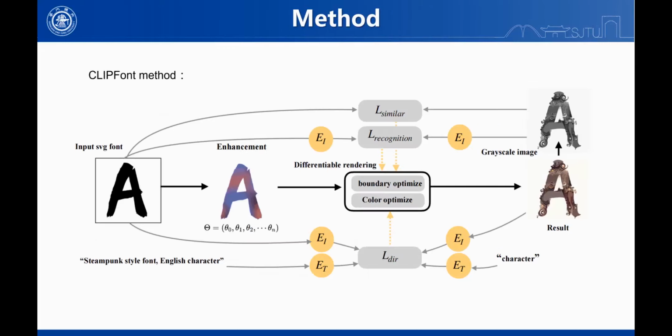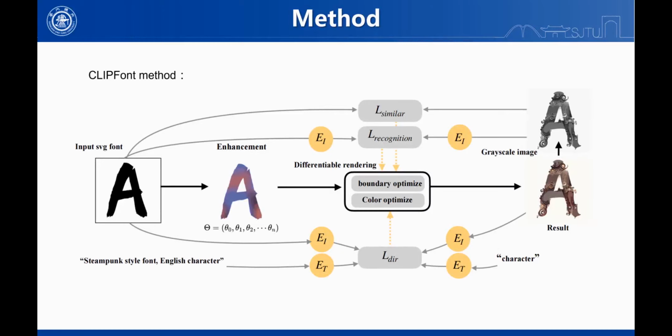ClipFont uses only the CLIP model as supervision and can handle any language text and symbols without fine-tuning on any font dataset. The style of the font is controlled by the text description, and the skeleton of the font remains the same as the input reference font. ClipFont optimizes the parameters of vector fonts by gradient descent and achieves artistic font generation by minimizing the directional distance between text description and font in the CLIP embedding space.